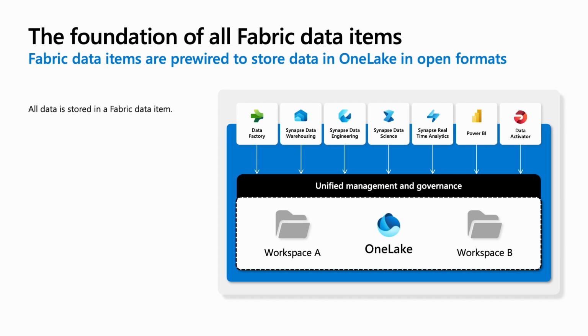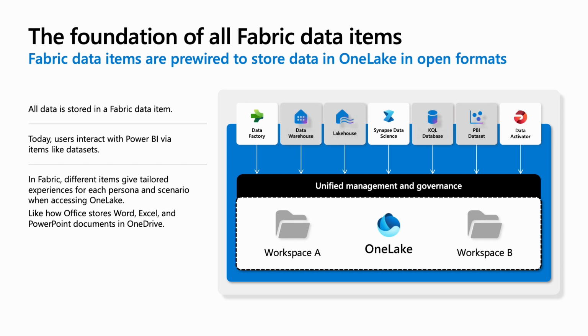In OneLake, all data comes as part of a Fabric data item. And Fabric data items are pre-wired to store their data in OneLake using open file formats. What is a Fabric data item? If you currently use Power BI, you will already be familiar with one data item, Power BI datasets. Fabric brings several new data items, each with a tailored experience for different personas. For example, a fully transactional data warehouse for T-SQL developers, and a lakehouse for data engineers.